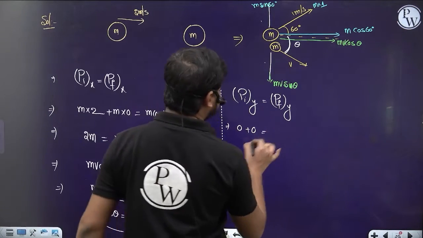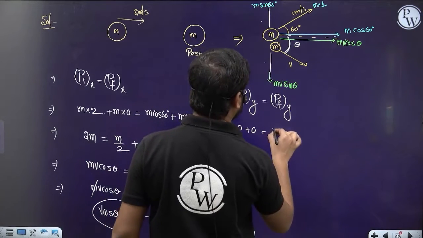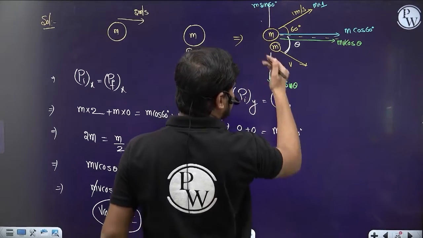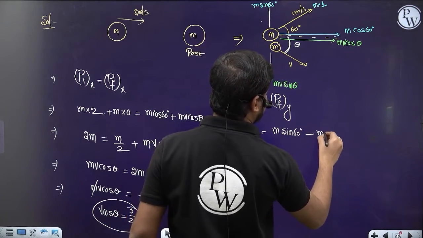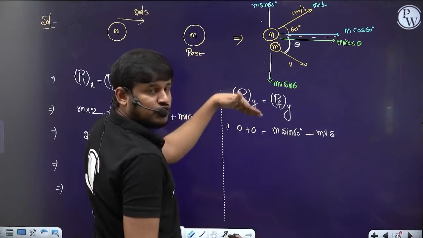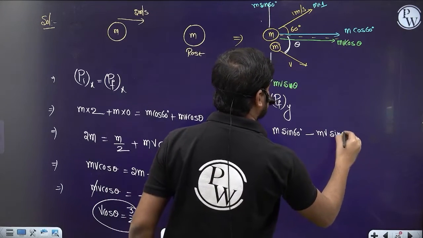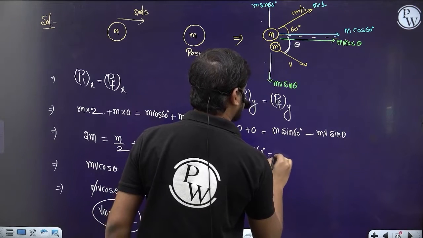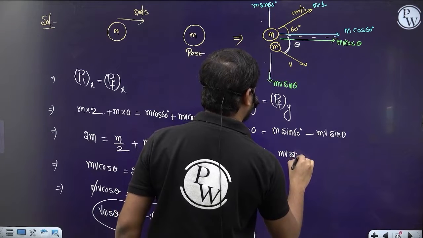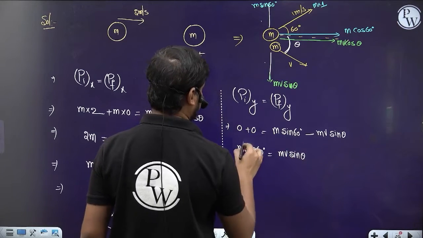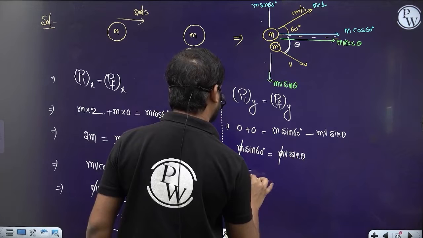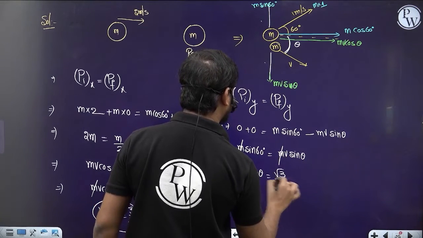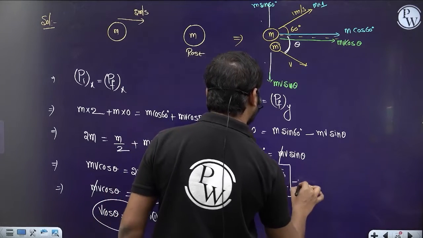Now the final momentum, tell me. The final momentum m sin 60 degrees is the momentum in the y direction on this side, minus mv sin theta, because it is downward. So from here I can write m sin 60 degrees is equal to mv sin theta. Cancel m. So v sin theta is equal to sin 60 degrees, which is root 3 by 2. Let it be equation number 2.